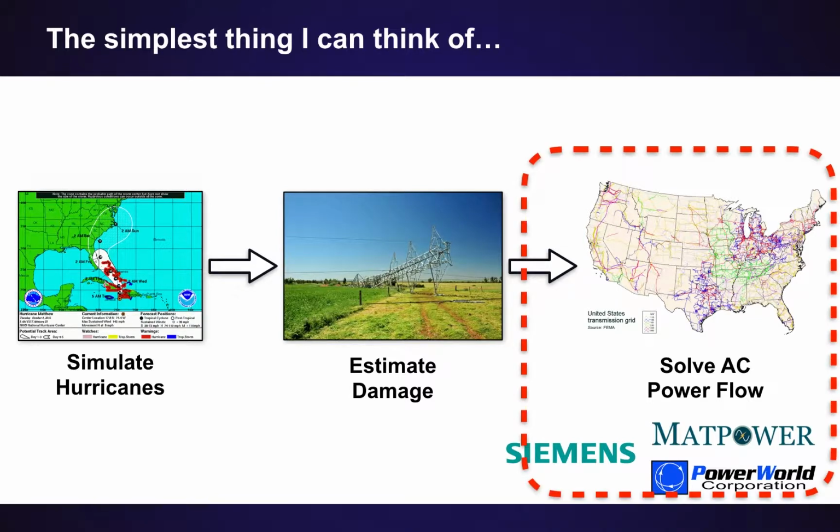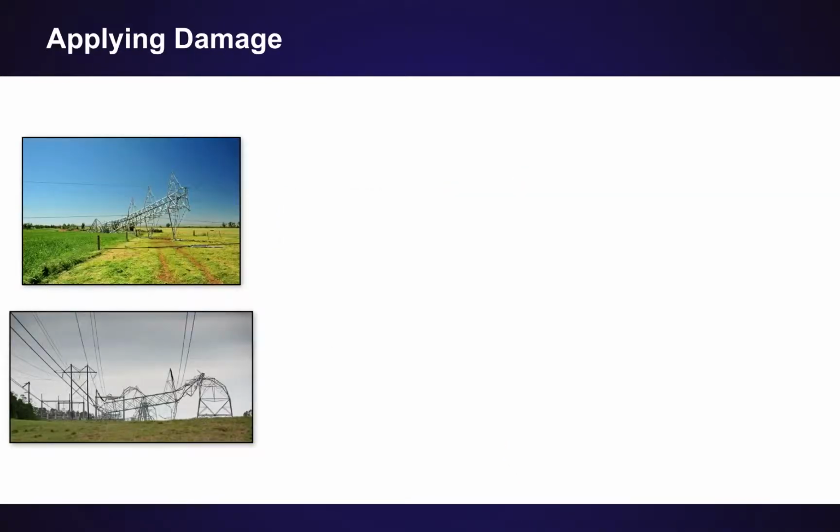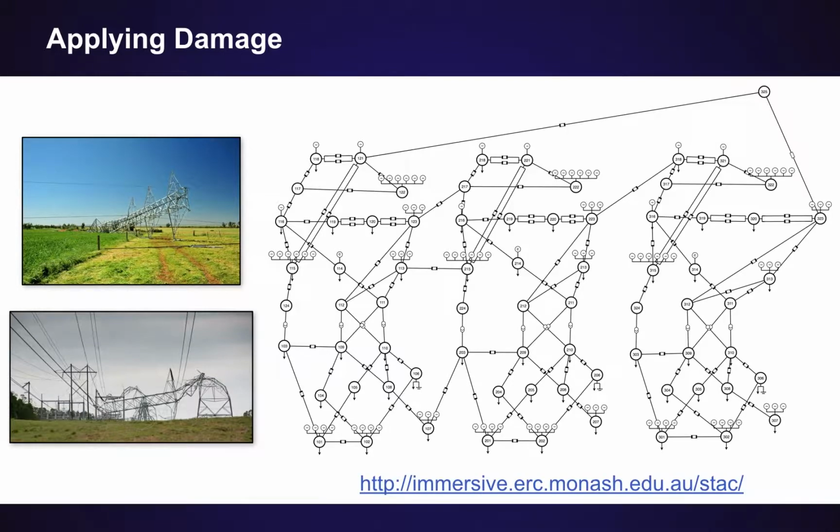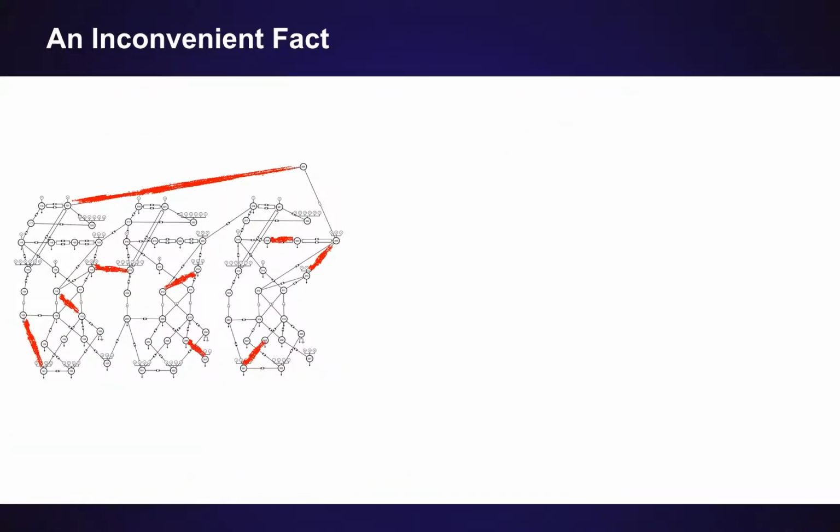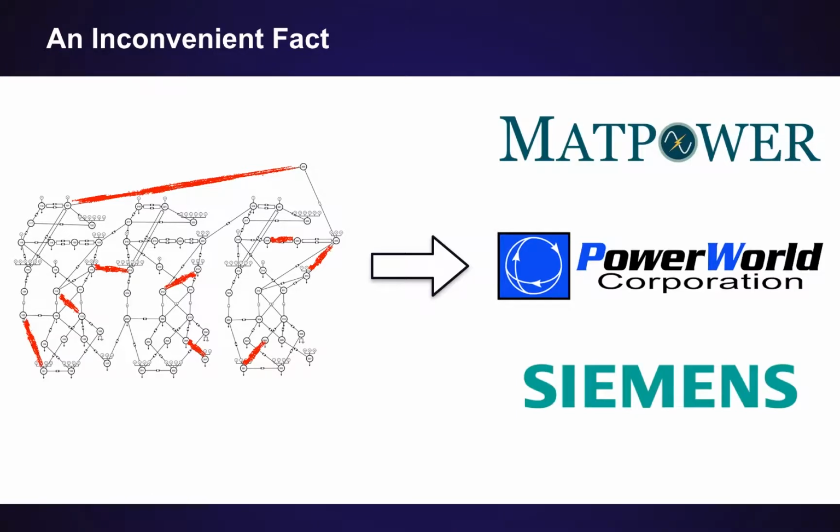So let's just zoom in and look exactly how you would do this step of such a workflow. So we've got our damage simulated and we know what's going to be down. If you think of the network model, here's a toy example from an academic test case. Then when you apply the damage, essentially what you're doing is just removing some components from the network. So we'll say, okay, these edges in the network are now removed. So then we're going to take this damaged network, we're going to put it into any one of these popular tools that are used by commercial industry every day.